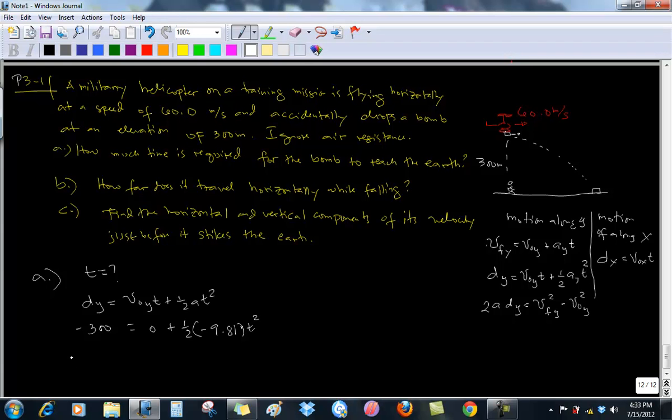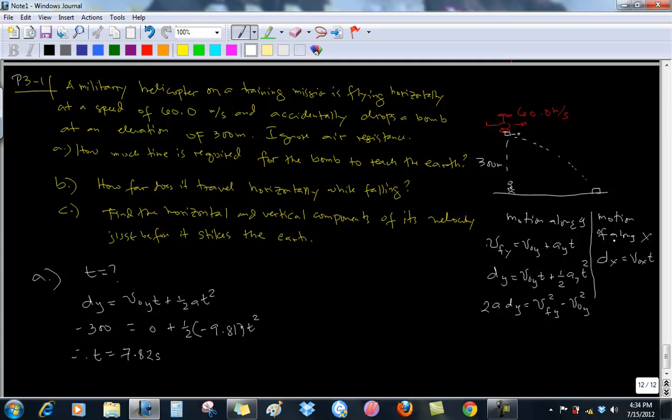From here, I can calculate time, which is equal to the square root of 300 times 2 divided by 9.81, and the answer will be 7.82 seconds. So it will take around 7.82 seconds for this projectile to reach the ground. Okay? Now, letter B, how far does it travel horizontally while falling?